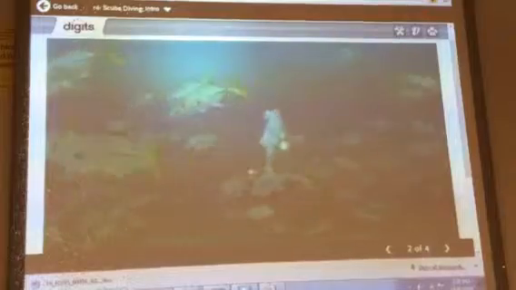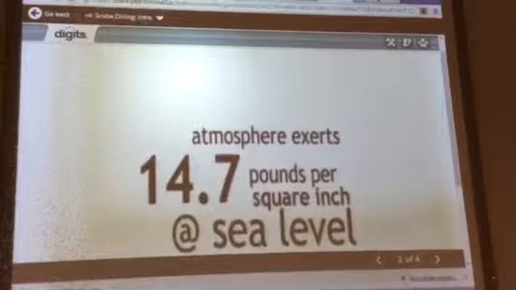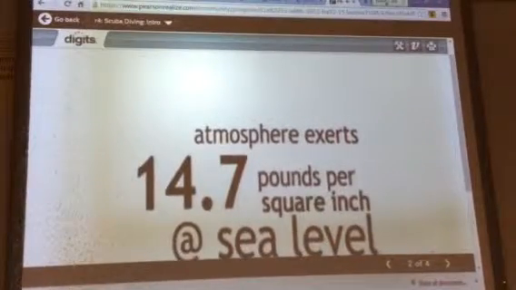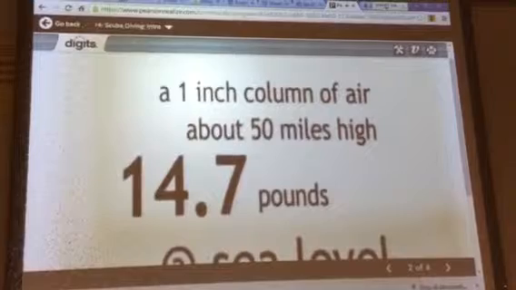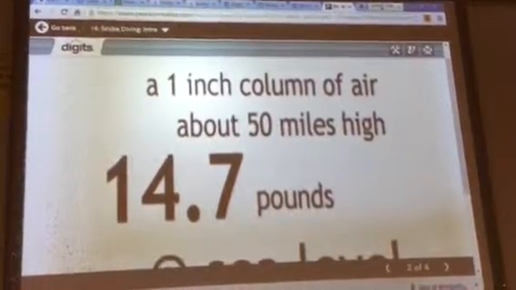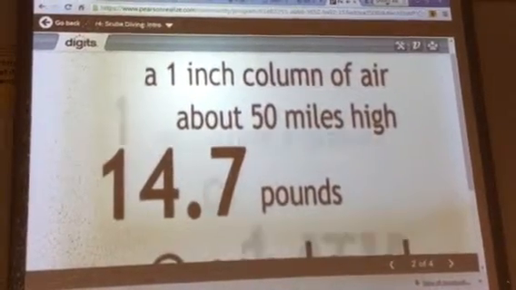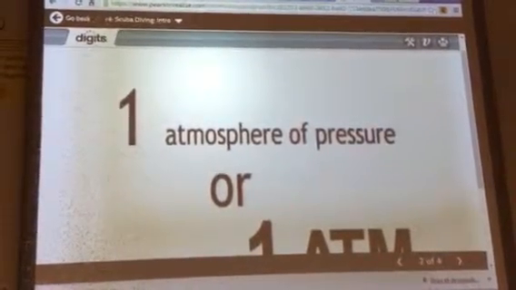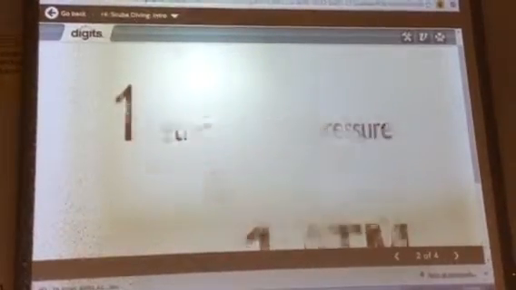Scuba diving looks like a lot of fun, but it takes several weeks of training to learn how to dive safely. One of the main things scuba divers have to understand is air pressure. You see, it might not seem like it, but air has mass, and the weight of the air above us exerts pressure. The weight of the atmosphere exerts a pressure of 14.7 pounds per square inch at sea level. In other words, a 1-inch column of air as tall as the atmosphere, about 50 miles, weighs 14.7 pounds. This unit is called 1 atmosphere of pressure, or 1 ATM.